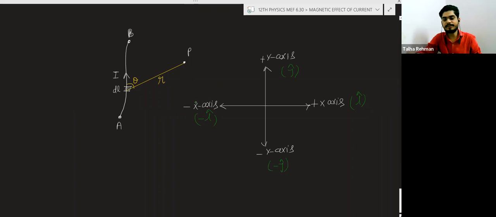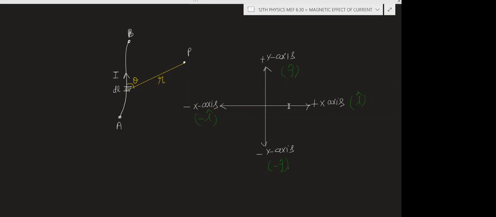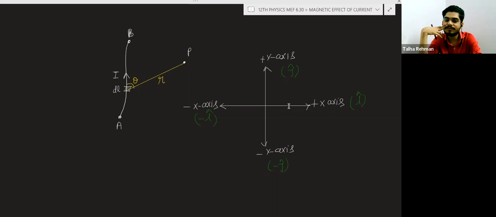So can anyone tell me where will the z-axis be? If the x and y-axis are on your screen, then where will the z-axis be? Matthew? Towards us. Nafisa, what do you say about the z-axis? If I have considered the x and y-axis on your screen, then where should the z-axis be? If this is not clear, then you will get problems in solving the questions.